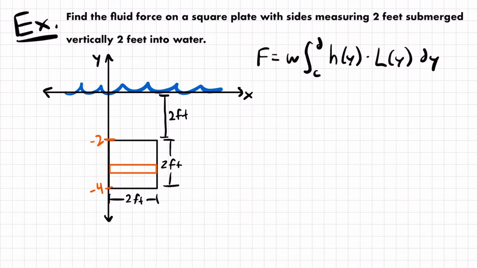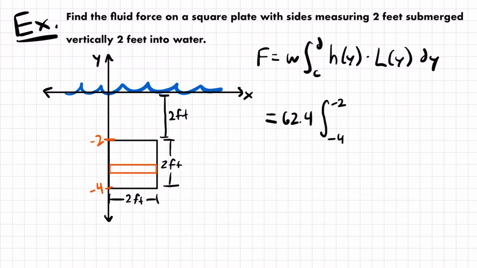We know that the fluid force will be equal to the weight density of our fluid, which in this case we're working with water, and our measurements are in feet, which means we are using imperial units, or the US customary unit system. So the weight density of water will be 62.4 pounds per cubic foot. All right, and that will be multiplied by the definite integral from C to D. Now these bounds of integration are going to represent the range of y values for the depth of our surface. Or in other words, the range of y values for which we can pick a representative rectangle throughout our surface. And so in this case, that will be from -4 to -2. So our bounds of integration will be from -4 to -2.